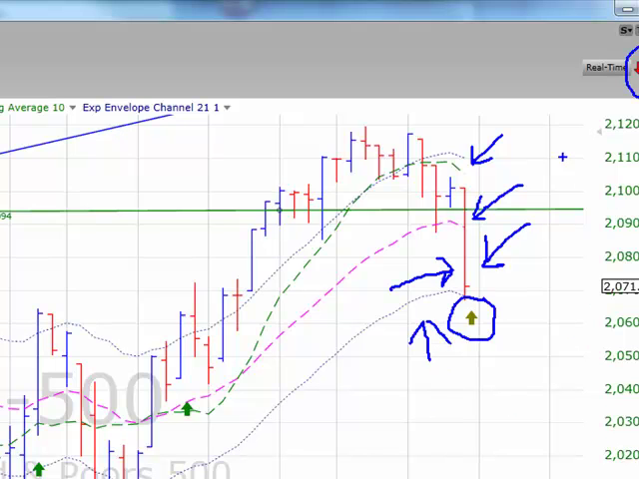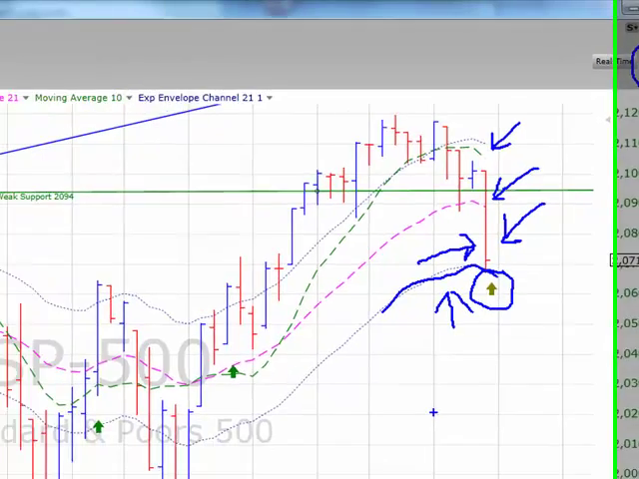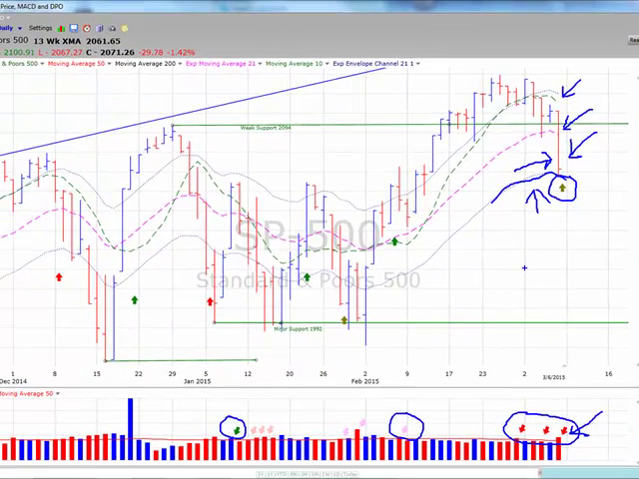As you can see, the 10-day simple moving average is heading lower. The 21-day exponential moving average is moving lower, but we didn't undercut the envelope right here. And so that gives us the market in transition rather than a sell signal on the market. If the market closes down significantly on Monday, we will go to a don't buy signal on the S&P 500 on Monday.